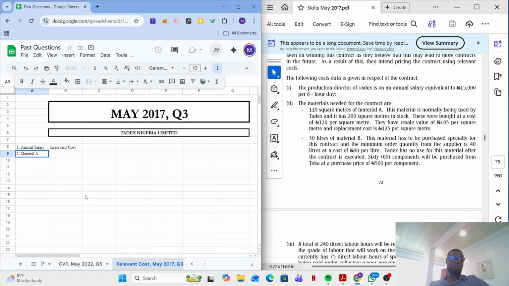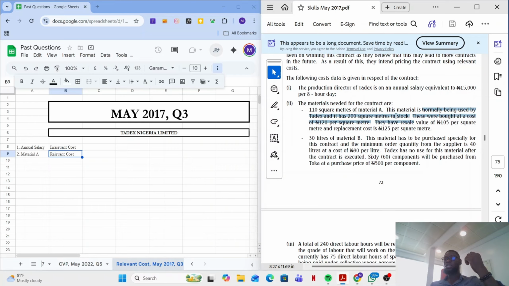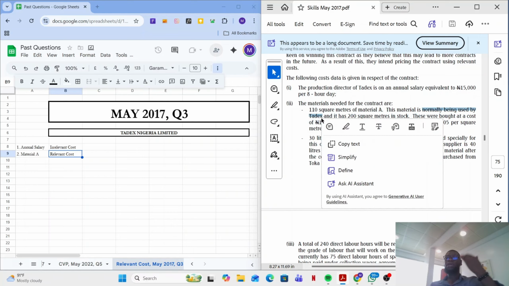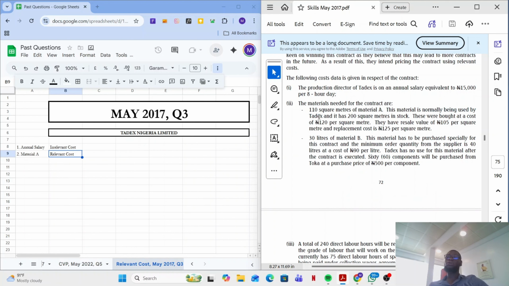When you have material in stock, it's actually a relevant cost. Whether they tell you it is regularly used or not regularly used, it is a relevant cost. But what would matter now is which price you would use. In a case where the material is usually used in production, as mentioned here, it's normally being used by Tadex, you know that if we are using it often, you probably want to replace it, so you use the replacement cost. They give us two prices here. They give us what they were bought at: 120 naira per square meter. This is the acquisition cost, like the historical cost at which they bought it.